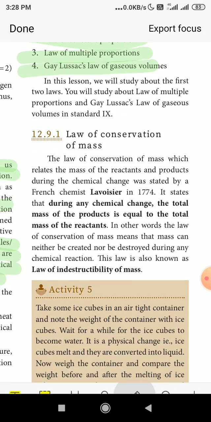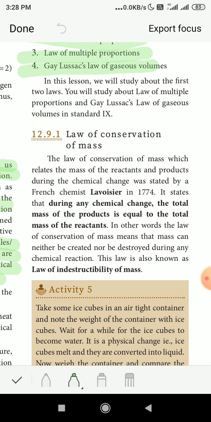The law of conservation states that during any chemical change, the total mass of products is equal to the total mass of reactants. How much mass, how much weight of reactants participates in a reaction, that much amount of product will also be formed. That is the chemical law of conservation of mass.